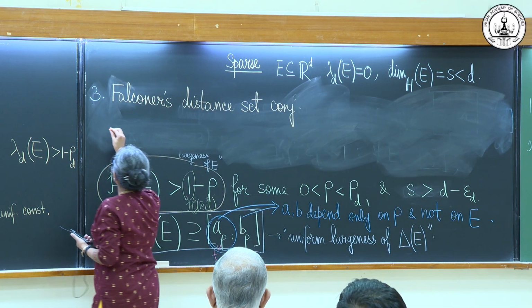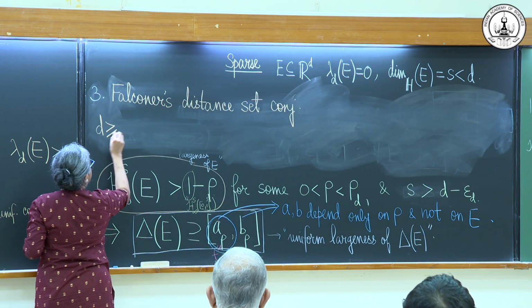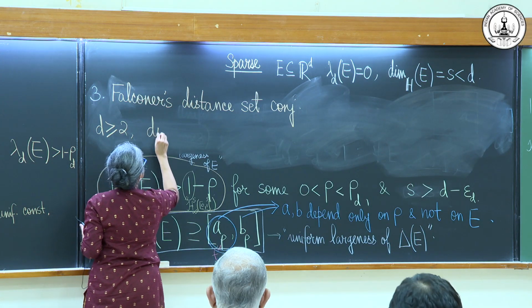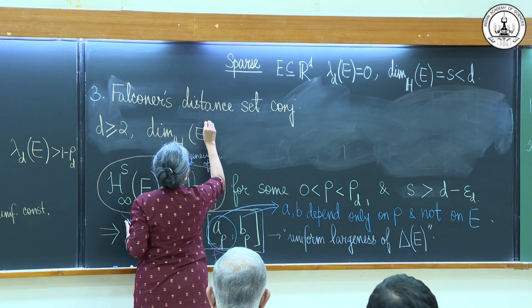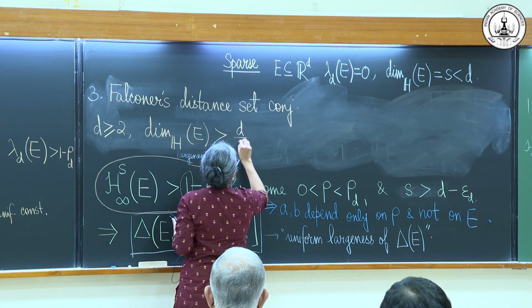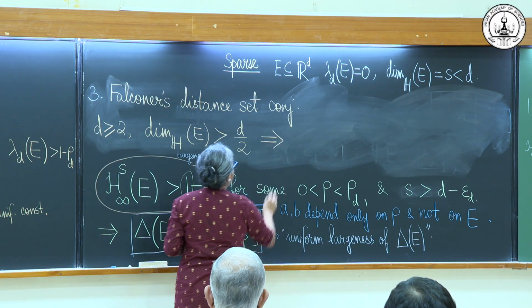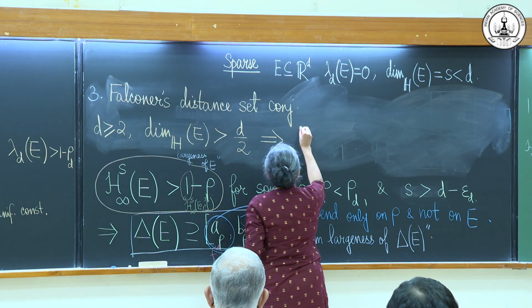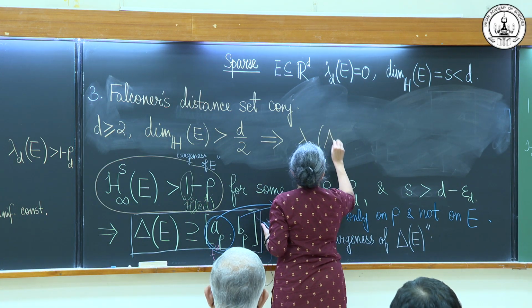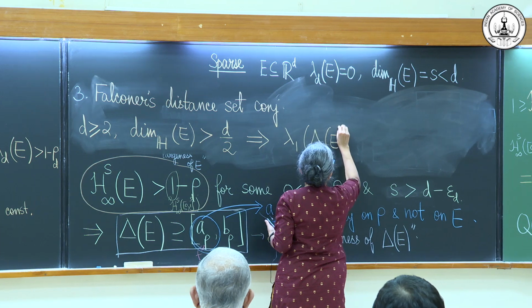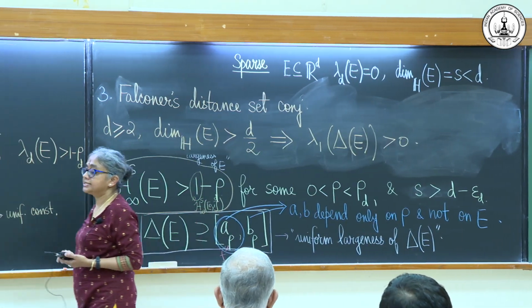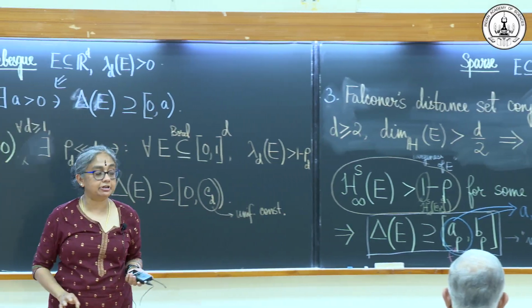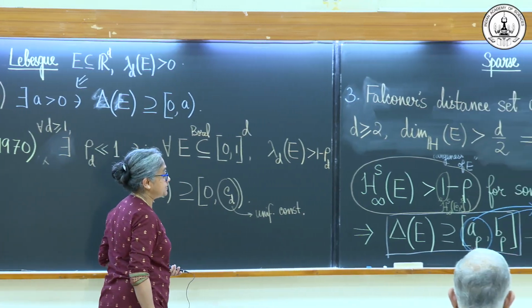And what it said is, suppose that d is bigger than or equal to 2. If the Hausdorff dimension of E is strictly larger than half of the ambient dimension, then the one-dimensional Lebesgue measure of the distance set of E is positive. And I told you yesterday why it's still a notoriously difficult open problem, but a lot of work has been done on it.